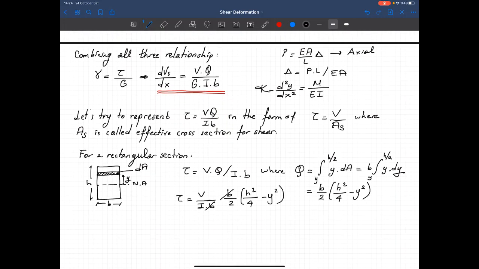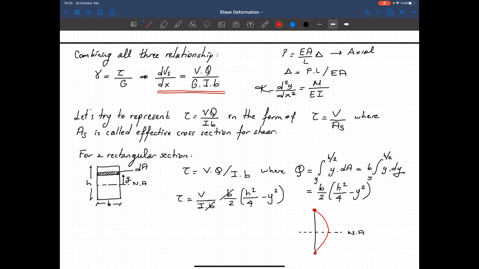Okay, now when I plot the variation of shear stress, in other words, I'm plotting this equation, I obtain a shape like this. This is the depth. Now I have the neutral axis here. When y is equal to h over 2, it is 0. When y is equal to minus h over 2, it is 0. And in between, I have a quadratic variation. That's the variation of shear stress along the depth of the member.